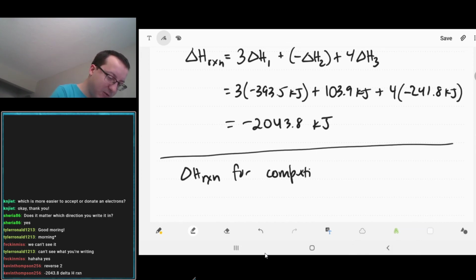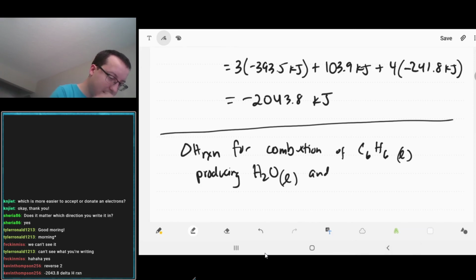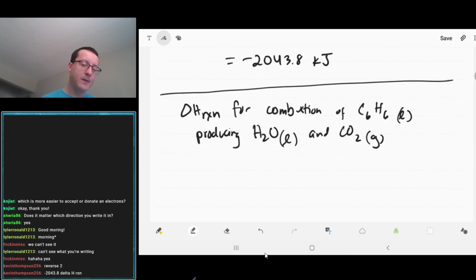Combustion of benzene, producing liquid water this time because I should have done that before, but that's okay. And carbon dioxide. So this could be a totally valid problem. What's the delta H of reaction for combustion of this benzene?